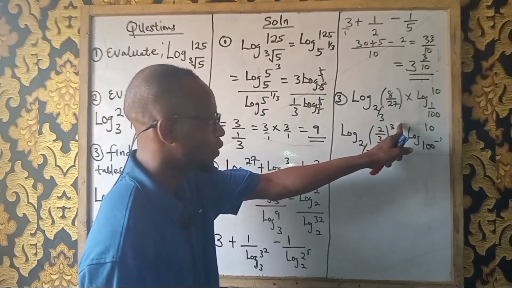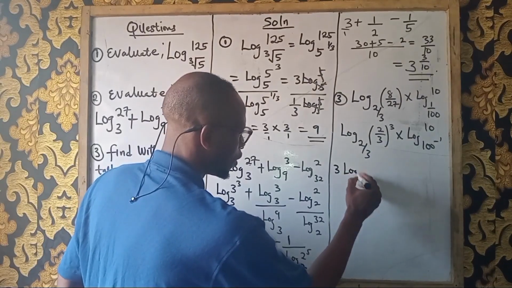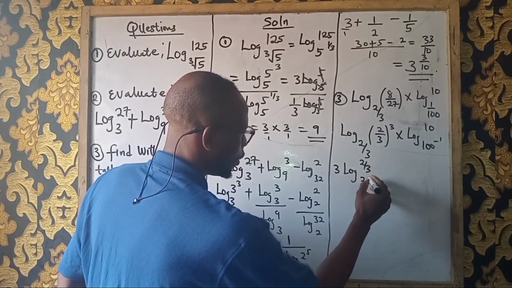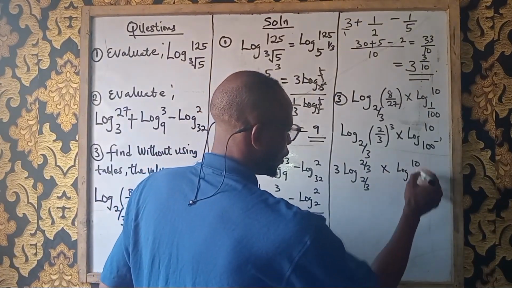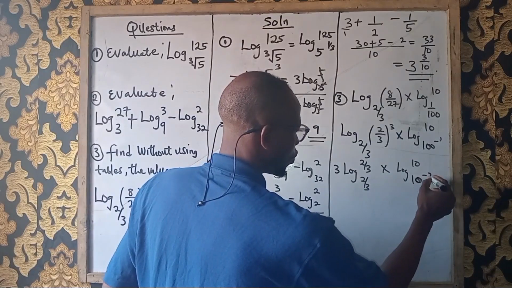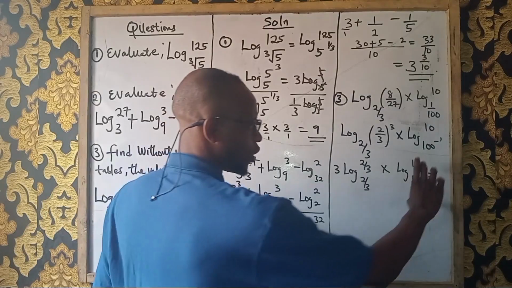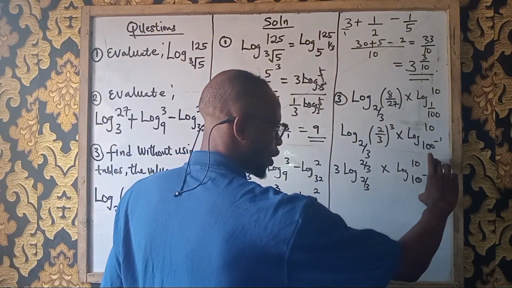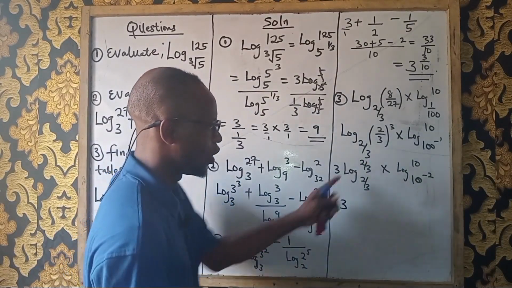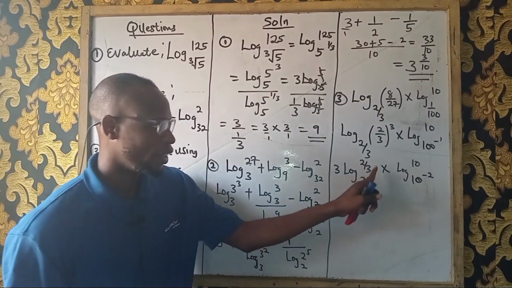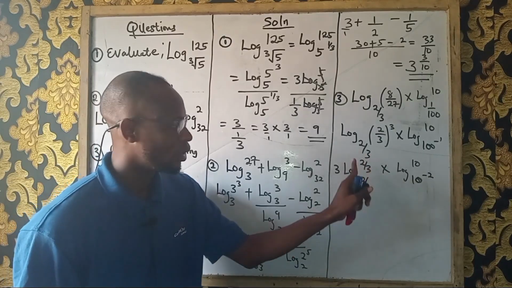By the time you transfer this to the back, which is a power law here, you have 3 log of 2 over 3 in base 2 over 3, multiplied by log of 10 raised to power minus 2, because 10 raised to power 2 gives 100. So also we need to take this one to be of the same base, that's base 10. And this can be written as just 3, because log of 2 over 3 in base 2 over 3 will give 1. 1 times 3 gives 3.